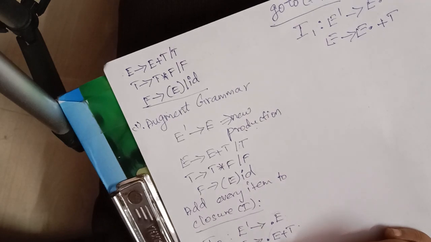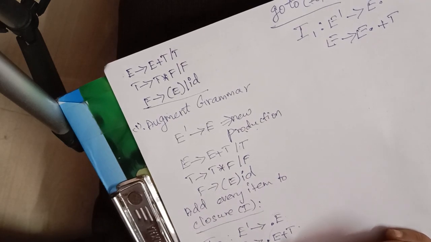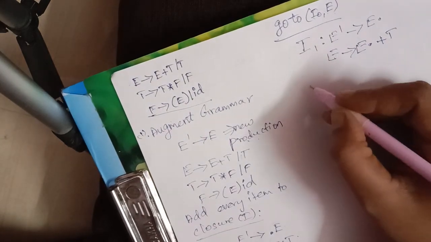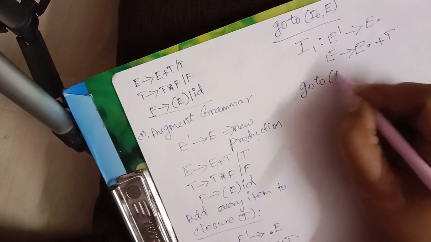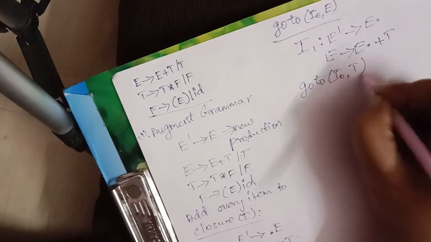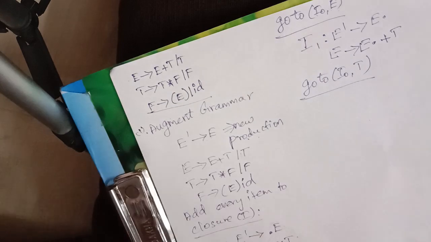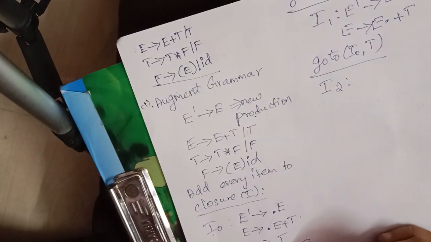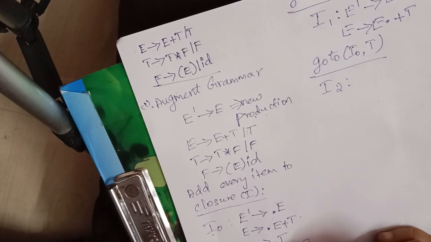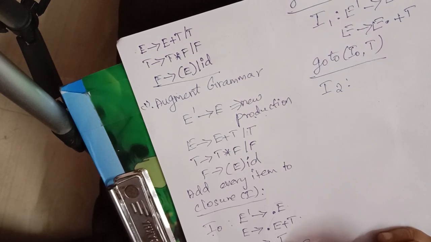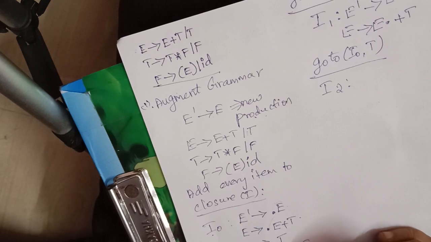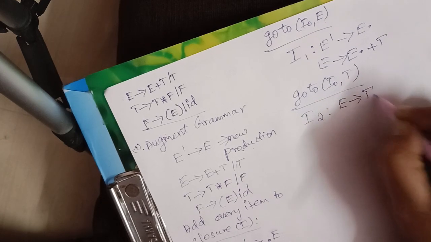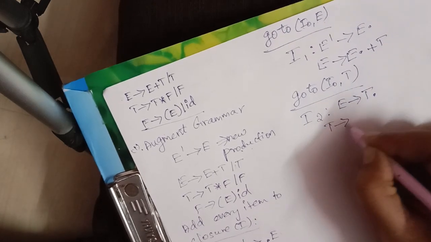Next we can see the next production, in the problem we are having T. So now you just take the next production, go to I0 comma T. So now after I1 we are getting a new item set I2. Now in the right hand side where T is coming, you can see E tends to dot T and T tends to dot T star F. Okay, E tends to T dot, T tends to T.